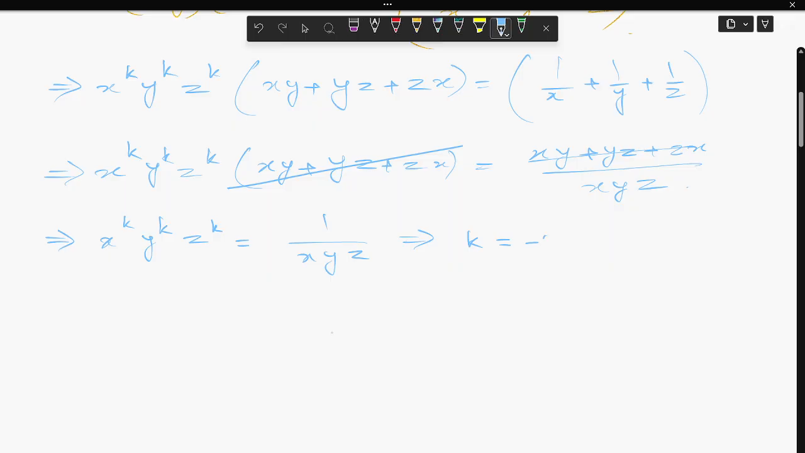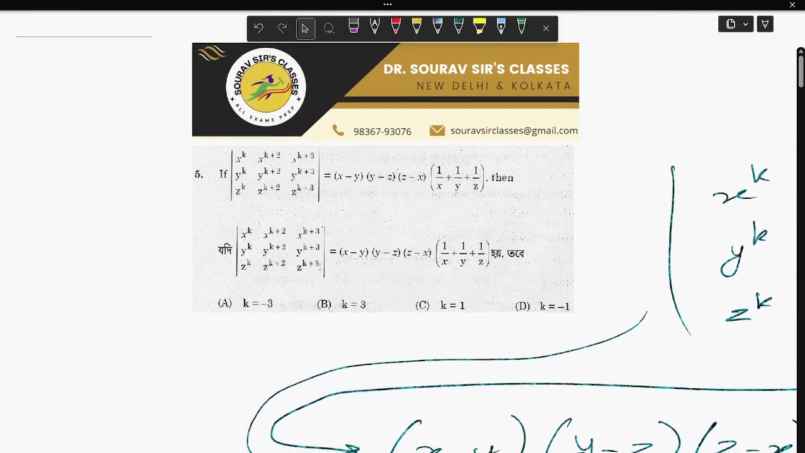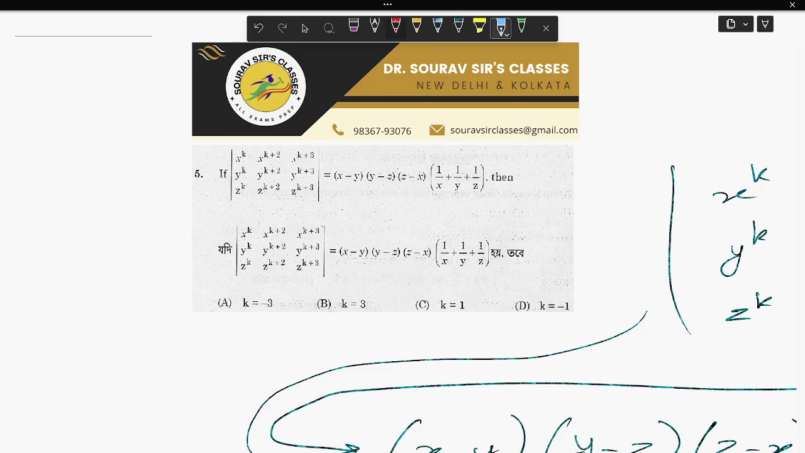So the correct answer of this question will be option D, which tells us that k is equal to minus 1.